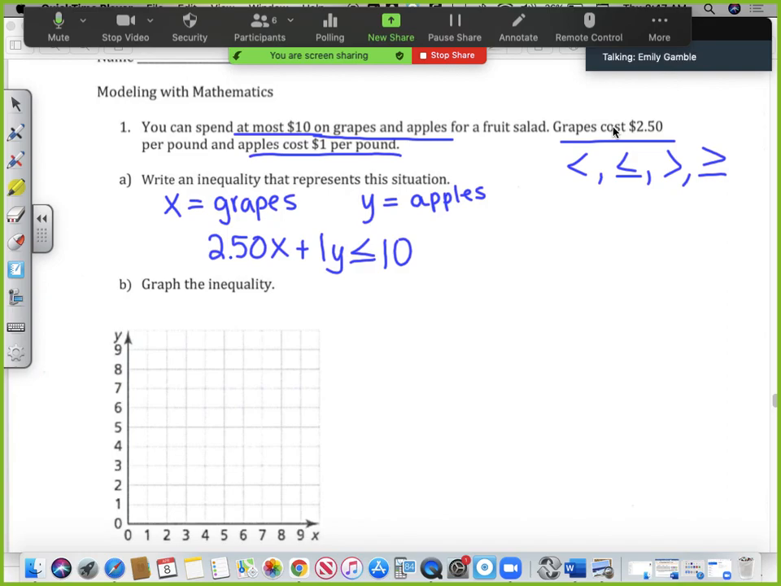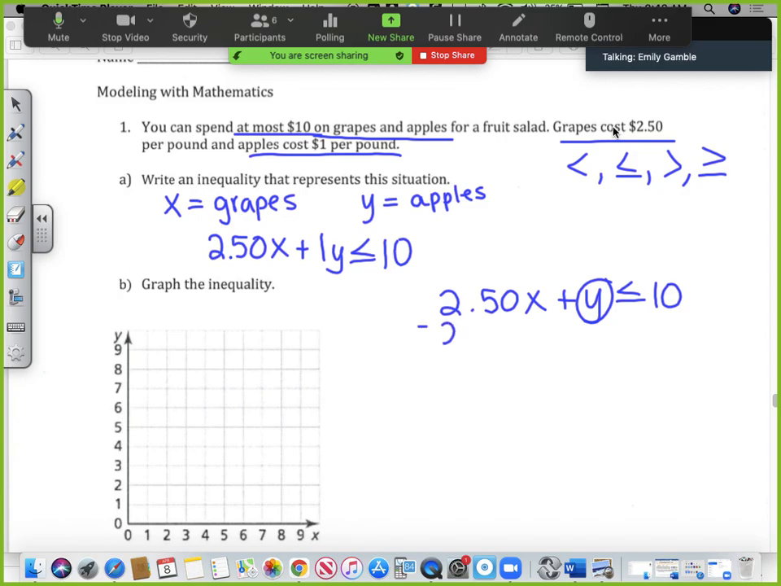Now that we have the inequality, now it's time to graph it. In order to graph inequalities, we need to take whatever format they're in and put them into what form? Yeah, y equals mx plus b form, which is slope-intercept form. So we're going to take 2.50x plus, I'm just going to get rid of the 1, plus y is less than or equal to 10, and I'm going to solve this thing for y. Thankfully, it's pretty easy to do.